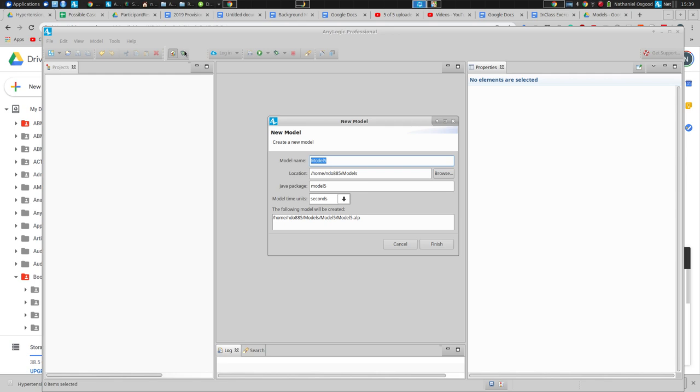Okay. So I would like to create a model. Let's call this heterogeneous population. When you do that, you have to choose a model time unit. I'd like to choose, if I could, years, if I may. Okay. So we're going to choose a time unit. This is just a yardstick.